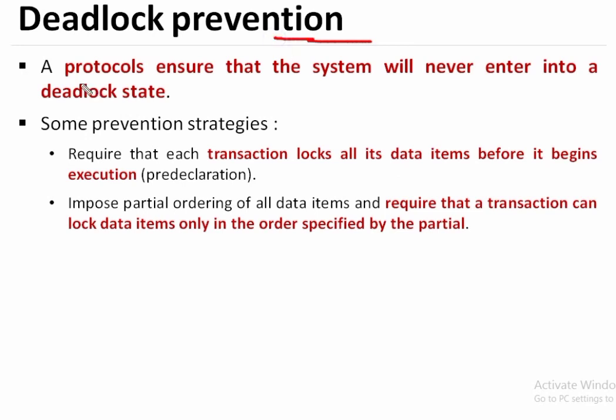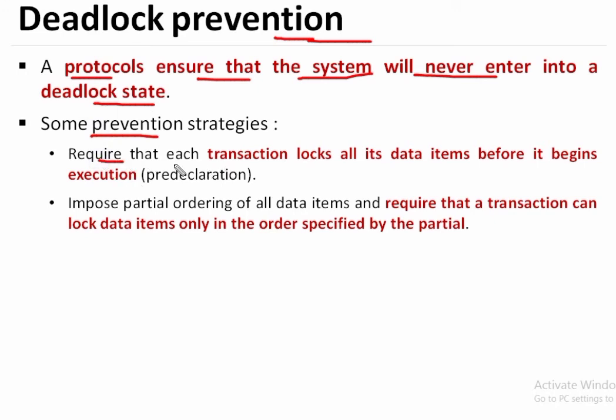Now, deadlock prevention. These protocols ensure that the system will never enter into the deadlock state. In previous topics we found the deadlock, the system had entered into the deadlock and we were recovering from that deadlock. But before the cycle is generated for the deadlock, we can prevent it. So in this topic we find out how we can prevent the deadlock. So some prevention strategies are there.